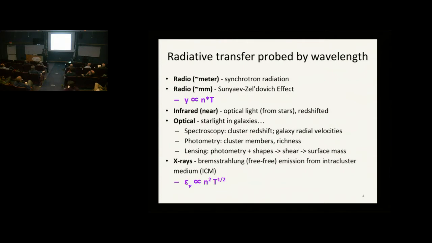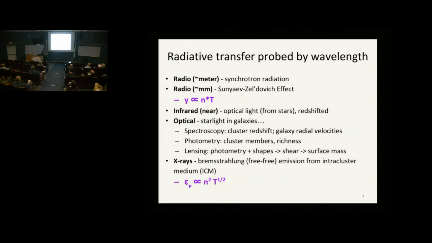Or also within photometric observations, you can go for lensing, look at any increase in light or distortion of shapes, and try to infer the surface mass, and you can deproject that, assume a Navarro-Frenk-White profile, and estimate the total mass of the galaxy cluster.